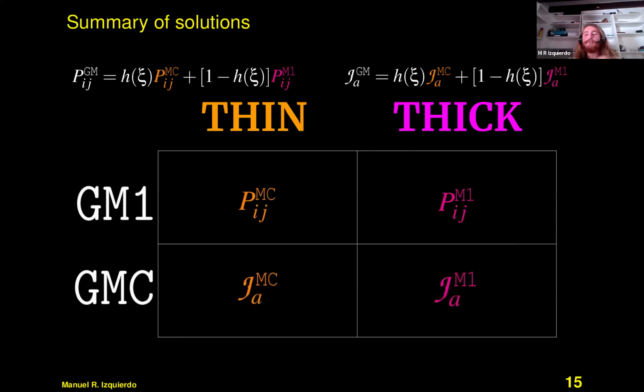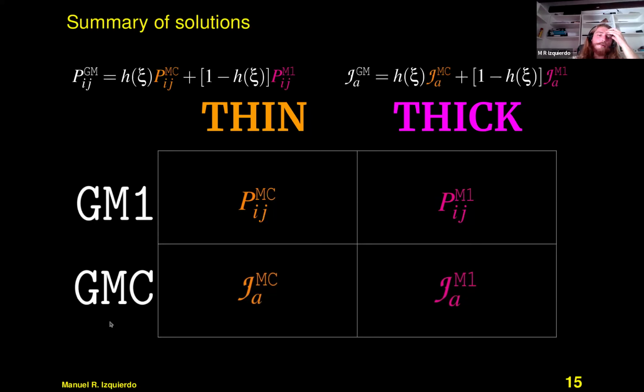So just to recapitulate before going to the numerical results, we have two solutions. We have the best solution, that is this GM1 solution, that basically is a normal M1, just that it has a modified pressure tensor, this new pressure tensor, that in the thin limit would be exactly the same as the Monte Carlo one, in the thick exactly the same as the M1, and in the middle an interpolation.